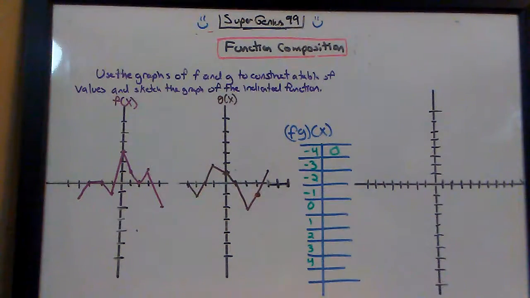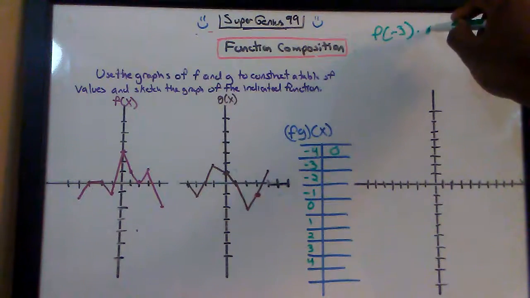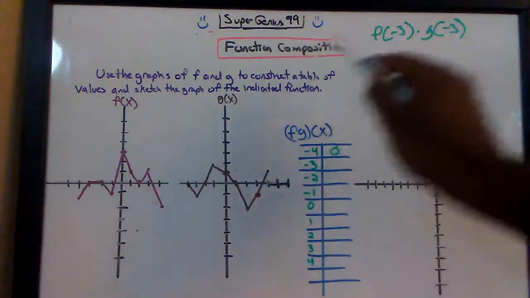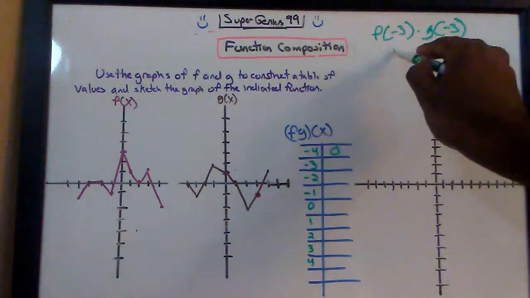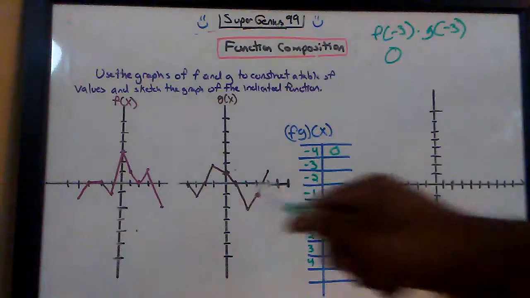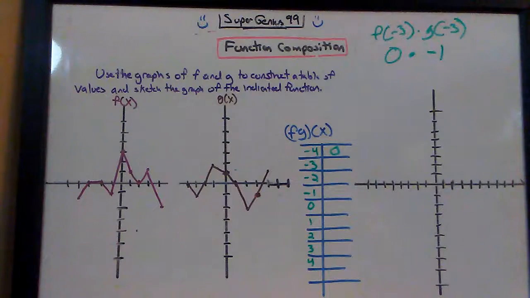-3. So we're going to do f of -3 times g of -3. So what is the corresponding y value when x is -3 in the f graph? When x is -3 in the f graph, y is 0. What is y when x is -3 in the g graph? Y is -1. So 0 times -1 is 0. Okay.